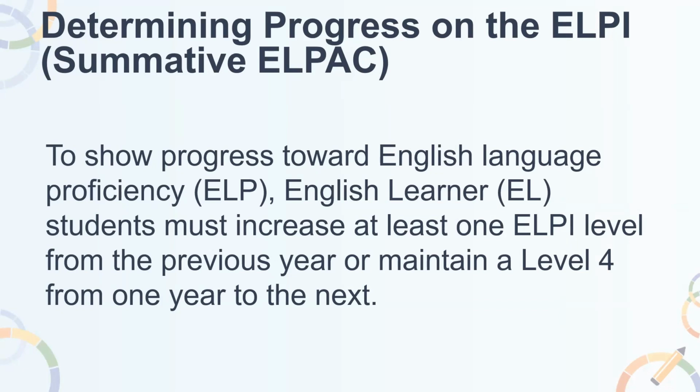Example 1. A student in 2022 scored a level 2 high or 2H. In 2023, the same student scored a level 3 low or 3L. This student advanced 1 LP level. Example 2. A student in 2022 scored a level 2 high or 2H. In 2023, the same student scored a level 2 high or 2H. This student did not advance 1 LP level.